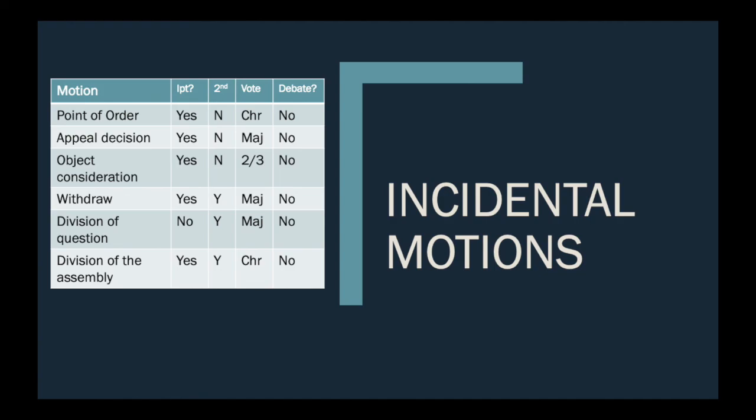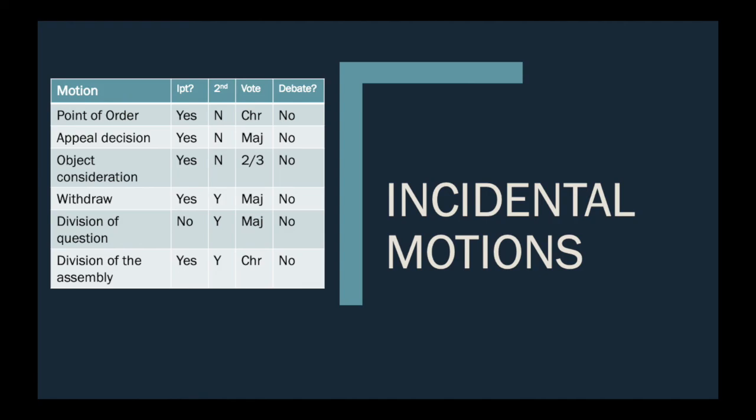And they can also interrupt to do this. They simply can interrupt and say, Mr. Chairman, I request that my motion be withdrawn. The chair then asks the representatives by unanimous consent, is there any objection to the motion being withdrawn? If there's no objection, then the motion is withdrawn.